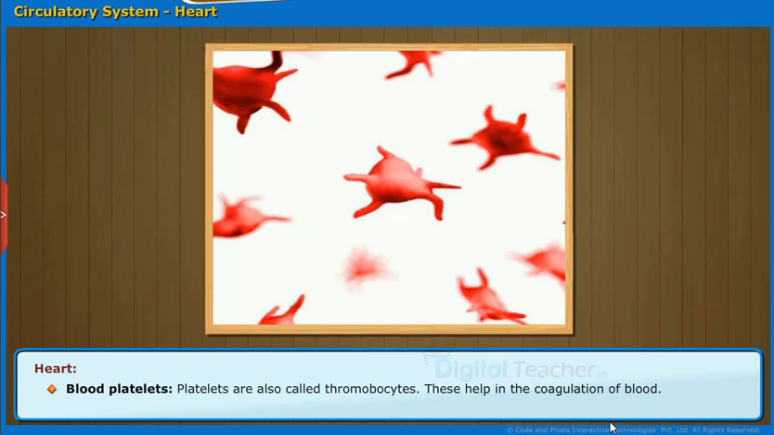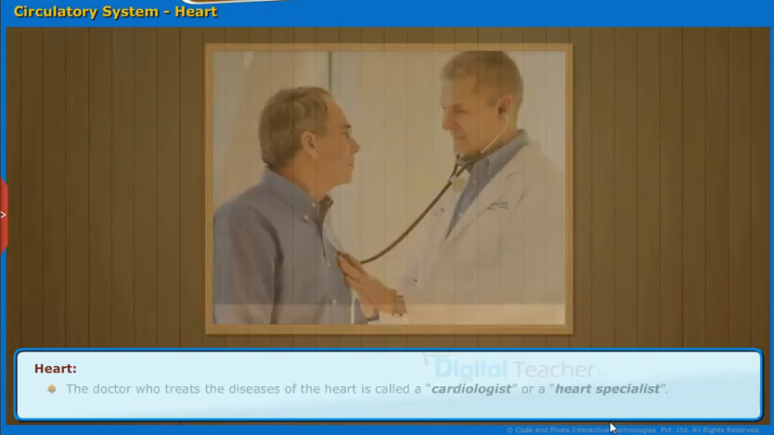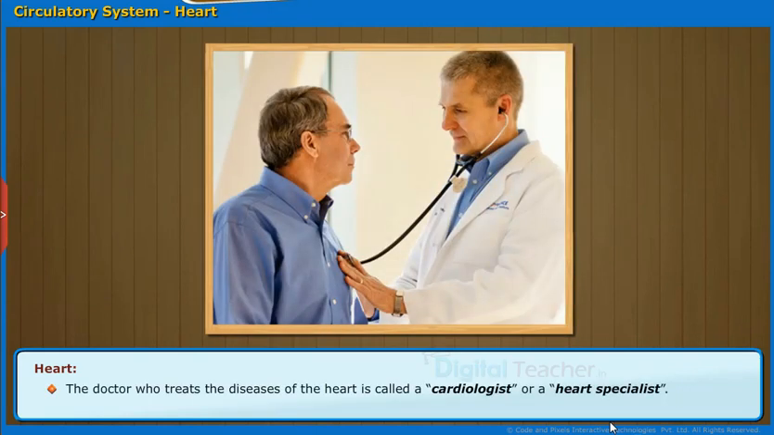Blood platelets. Platelets are also called thrombocytes. These help in the coagulation of blood. The doctor who treats the diseases of the heart is called a cardiologist or a heart specialist.